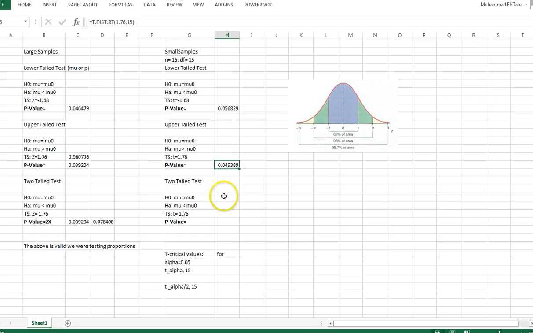Okay? For the two-tail test, same thing. I can use either one of these functions and double what I get by using the value 1.76. So in this case, if I enter 1.76, I would have to double it because it's a two-tail test. That should be not equal here, and that should also, because it's a two-tail, say not equal.